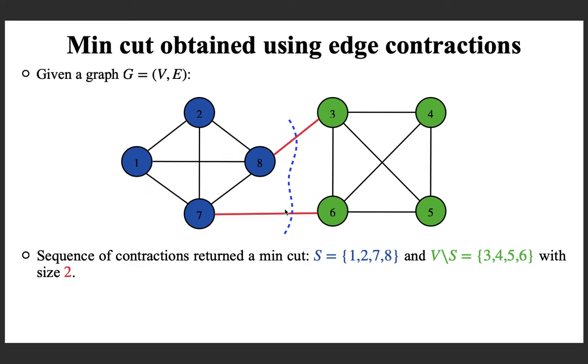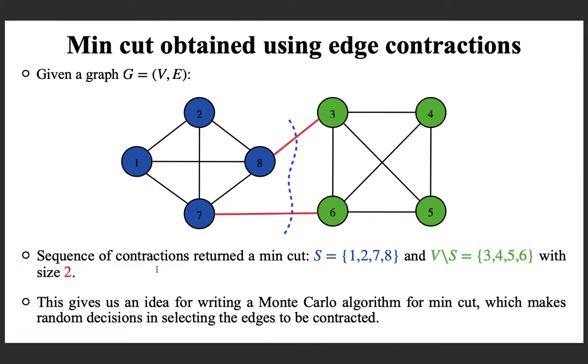In this case, that happens to be the min cut, but it may not be true, because it depends on which edges you are contracting in the sequence of 6 edge contractions. And this gives us an idea for writing a Monte Carlo algorithm for min cut. What it is going to do is select edges to be contracted uniformly at random, and that is the randomness or the probabilistic approach that we are going to use.